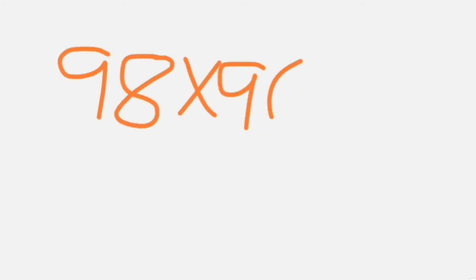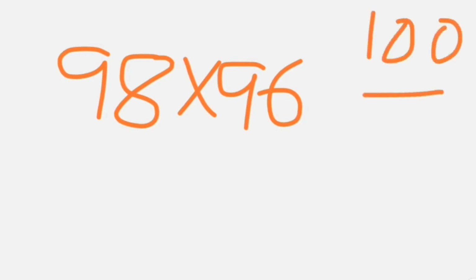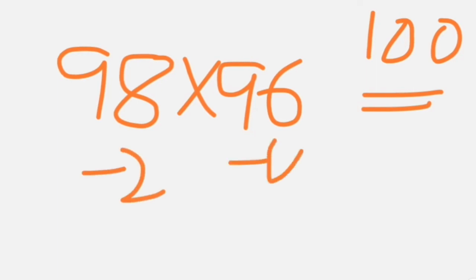Let's take an example to get a clear idea about this topic. Take an example like this: 98 into 96. How to multiply these numbers? We are calculating with respect to 100, so treat 100 as base. 98 is how much less than 100? 2 less. 96 how much less than 100? 4 less. Next step, listen carefully.